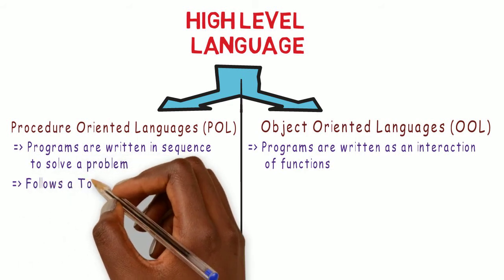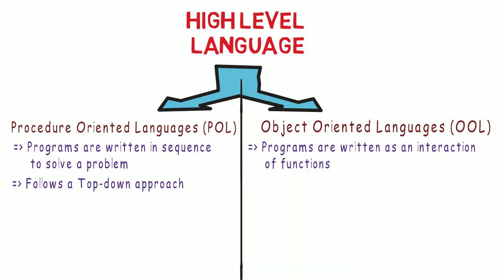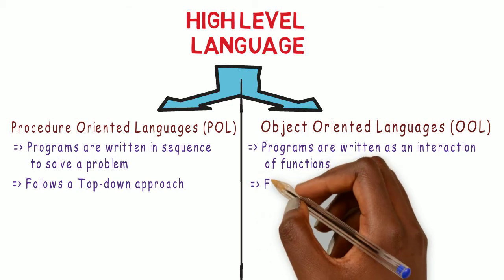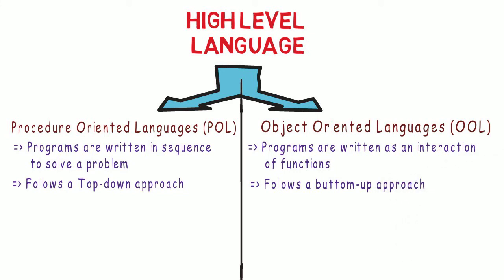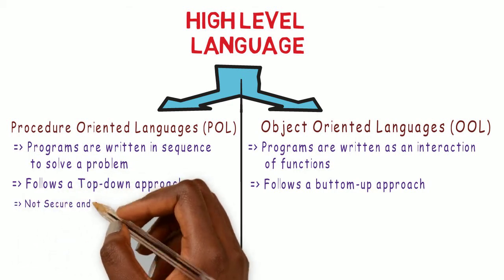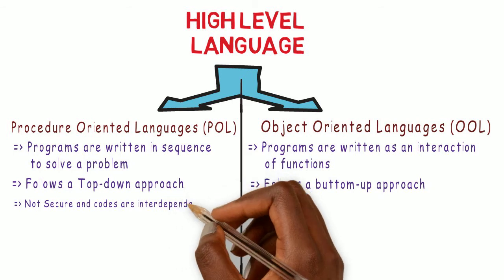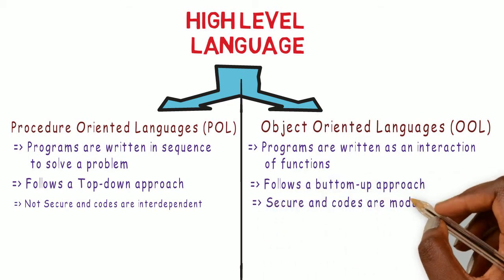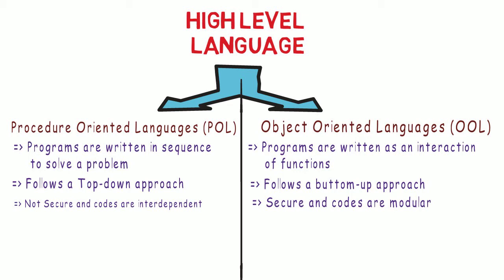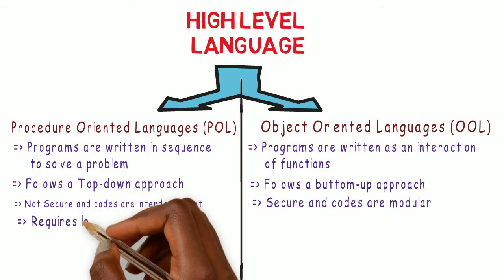The procedure-oriented language follows a top-down approach with focus on functions. With the object-oriented language, it follows a bottom-up approach where there is more focus on data. A disadvantage of the procedure-oriented language is that data is not secure. Codes are interdependent, which makes reuse difficult. But with the object-oriented language, data is actually secured and code is modular, which makes it reusable.